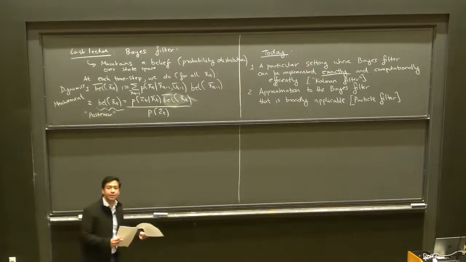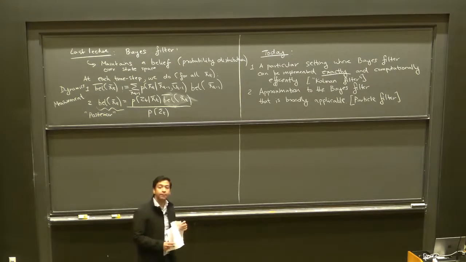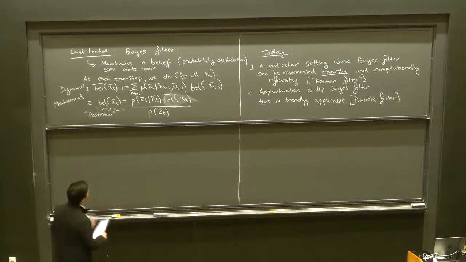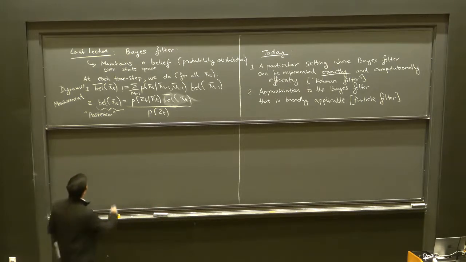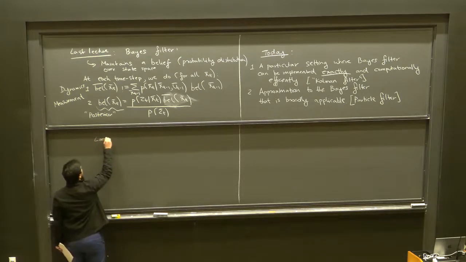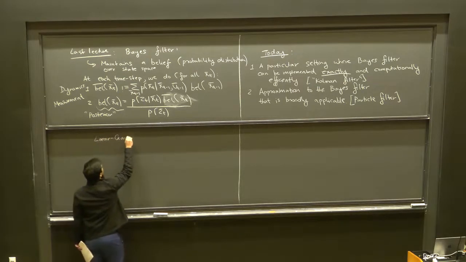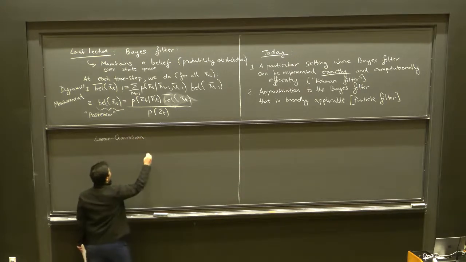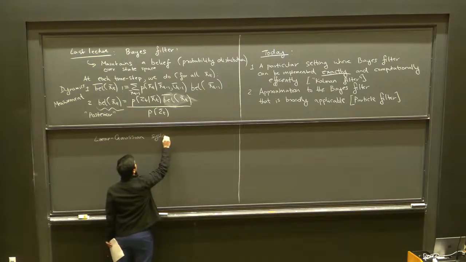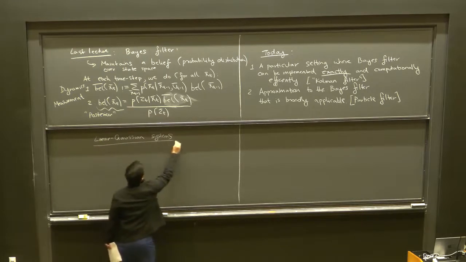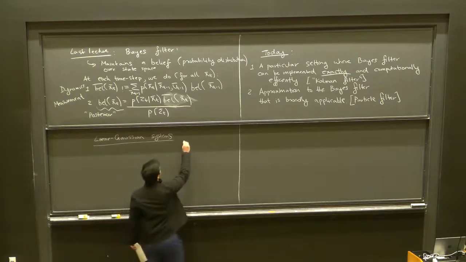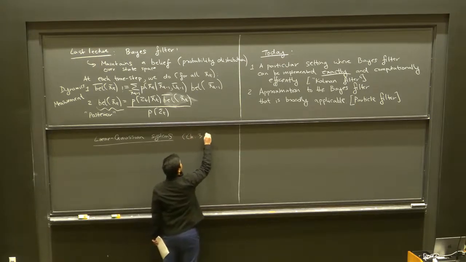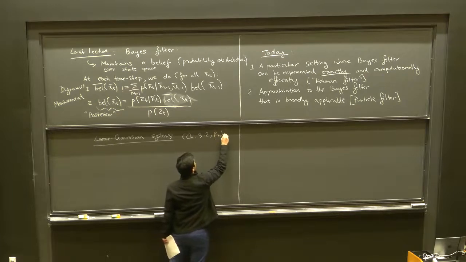All right, any questions on the setup? Okay, so let's start with the first part. What are the assumptions under which we can exactly and computationally efficiently implement the Bayes filter? It turns out for linear Gaussian systems, we can implement the steps of the Bayes filter exactly. The reference for this is chapter 3.2 in the Probabilistic Robotics book.